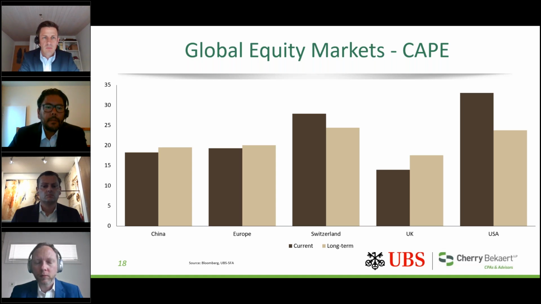What we see here in the darker part is the current valuation. We took the cyclically adjusted price earnings ratio and compared it with the lighter version, which is the long-term PE. What we see here is a pretty clear message. The US markets, next to Switzerland, to be fair, were always valued on a higher level compared to other markets. But comparing the current valuation, we see a huge jump, especially in the valuation of US markets.